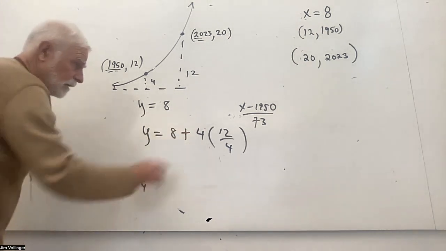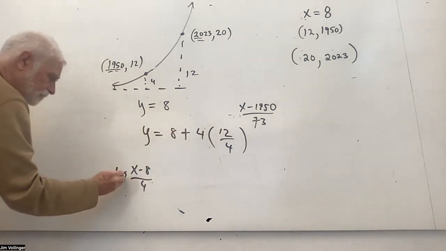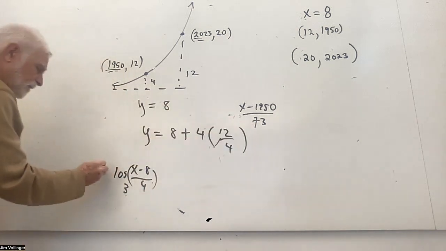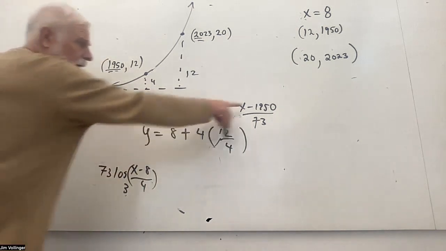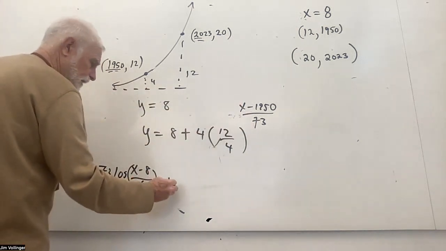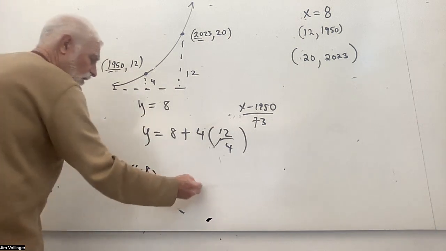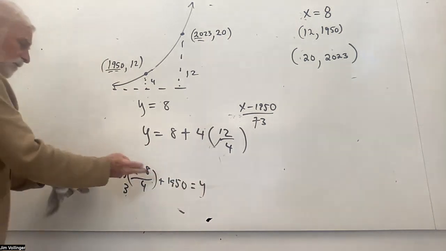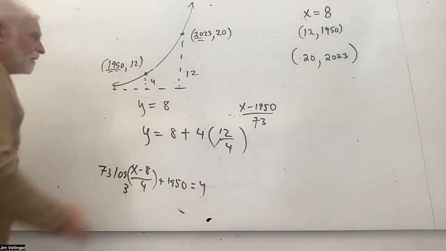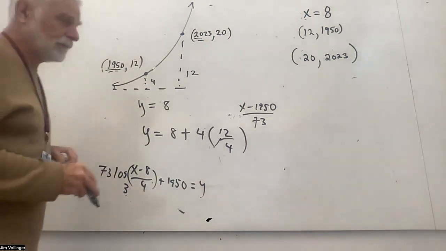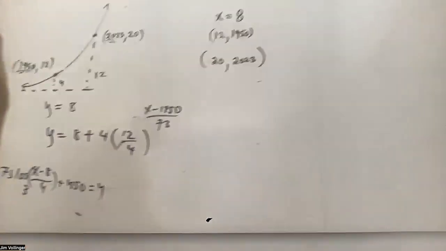Yeah, you can see that. Log base 3 gets rid of that. Multiply by 73 and add 1950. And so here we're going from amounts back to time, and that's our y, right? So we're starting with amounts going back to time. Here we're talking about time to amount. Okay, so they're inverses. But let's do it based on the data.